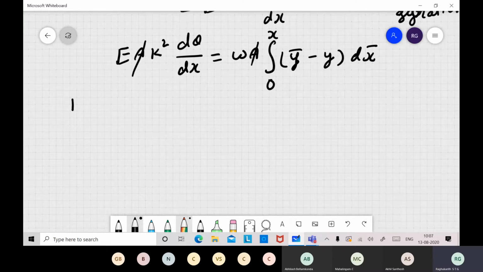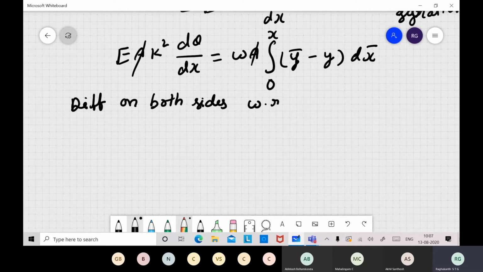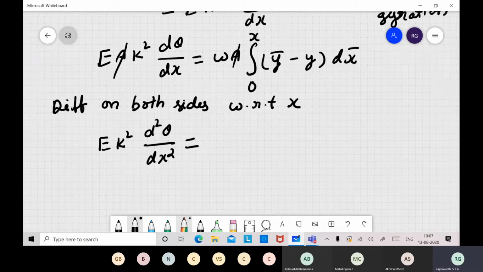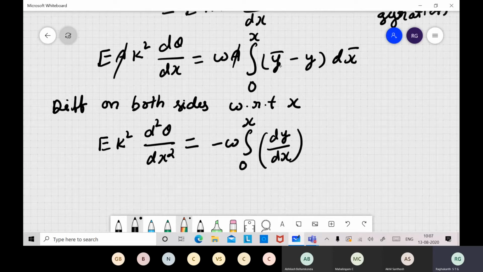Now to make this equation nicer, we differentiate on both the sides with respect to x. So E k² d²θ/dx² on the left. Now this integral is with respect to x bar, that is with respect to the centroidal coordinates. So this turns out to be minus ω integral from 0 to x of dy/dx, because y bar is the centroidal coordinate, so dy bar/dx is equal to 0, dx bar. So this becomes like this.